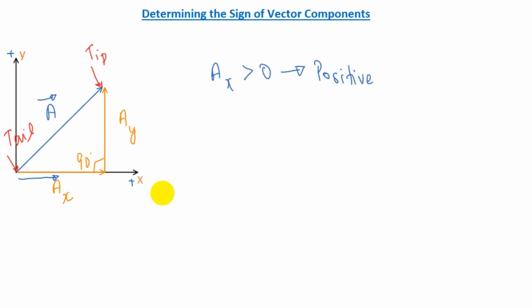Now for ay, you have to start moving from the right angle towards the tip of the vector. And if you're moving along the positive y direction, that means ay will be positive. So this is the right angle and this is the tip of vector. So we'll move like this. So ay in this case will also be positive because you are moving along the positive y direction. So this is also positive. Now there are 4 cases possible. Let's discuss all those cases one by one.